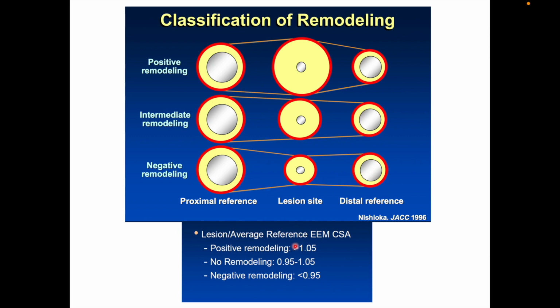But if you want to put it in the formula that I just explained, at the site of the lesion you calculate the cross-sectional area of the external elastic membrane, and you divide it by the average reference external elastic membrane cross-sectional area. If that is more than 1.05, that is positive remodeling. Like in the previous case, it was 1.3 in the last slide that I explained. That was positive remodeling. And if it is less than 0.95, this is negative remodeling.